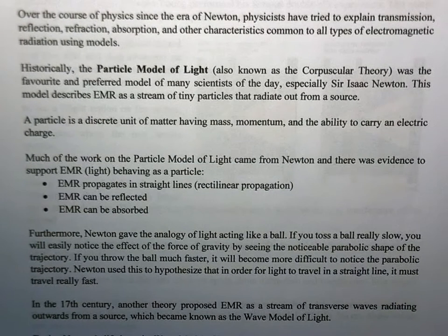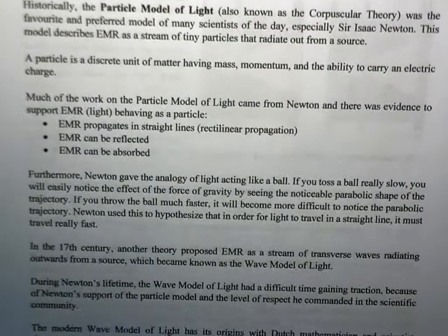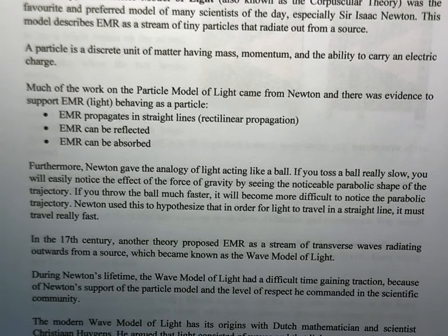When we talk about a particle, we're talking about a discrete unit of matter. We say it has mass, it has momentum, and it has the ability to carry electric charge, though we're not too worried about that part. Usually we get models from evidence or from our observations, and there were certain observations that lent credence to the particle model of light. First of all, EMR propagates in straight lines. Sometimes this is referred to as rectilinear propagation. That was evidence for the particle model.